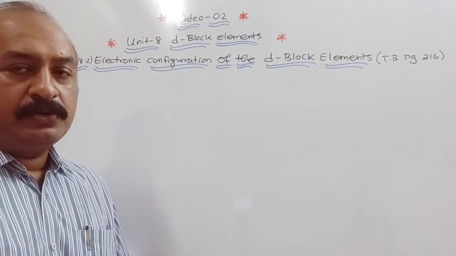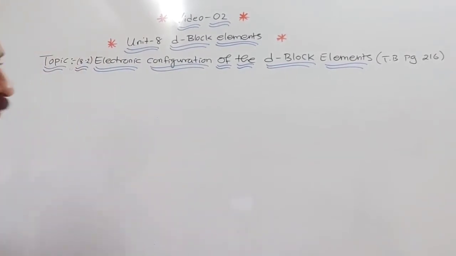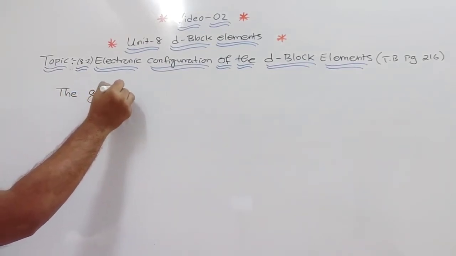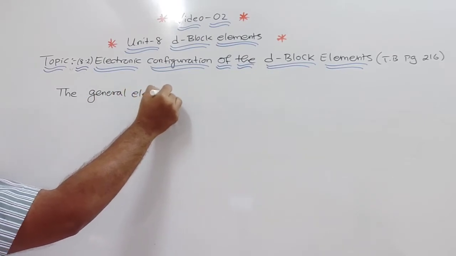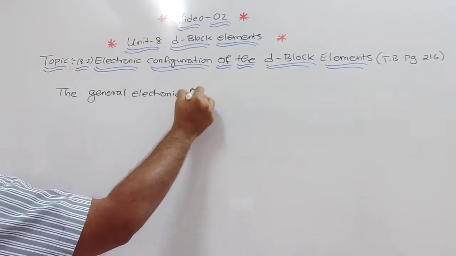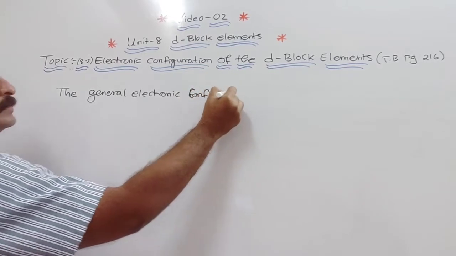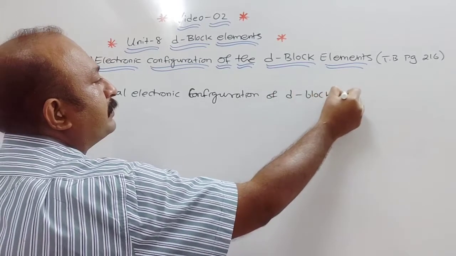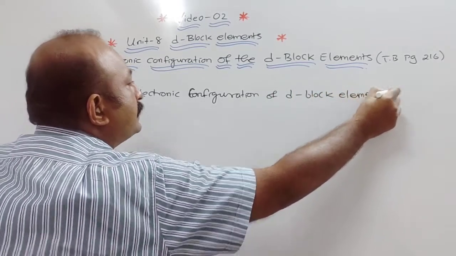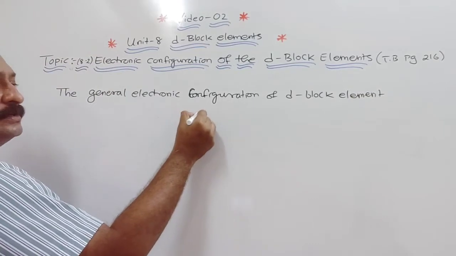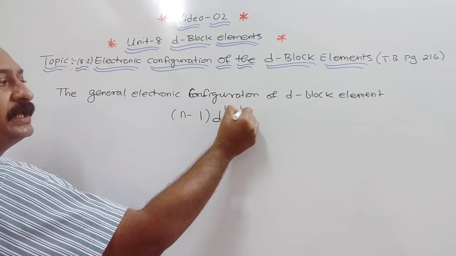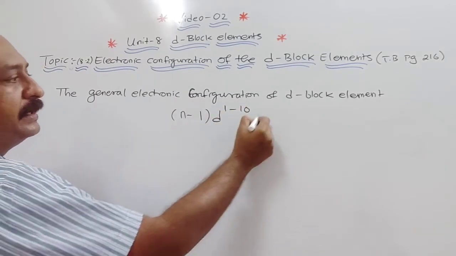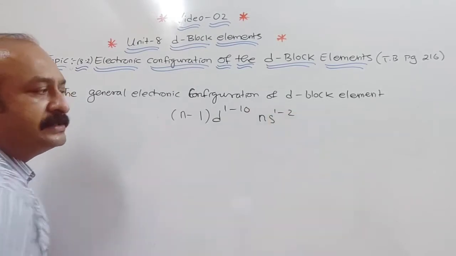Before we go further, the general electronic configuration of D block elements is (n minus 1) d 1 to 10, ns 1 to 2. Don't read it as 1 minus 10. It is (n minus 1) d 1 to 10 ns 1 to 2, like this.